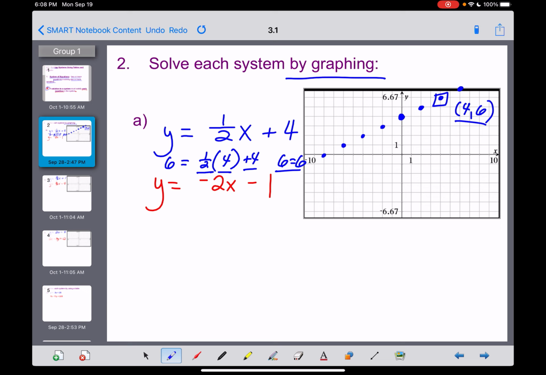But unfortunately, there's too many of them to list. All of those dots that we have on the graph right now are solutions to the blue equation. So I can't ask you to list all of them. That is why we graph a linear function.